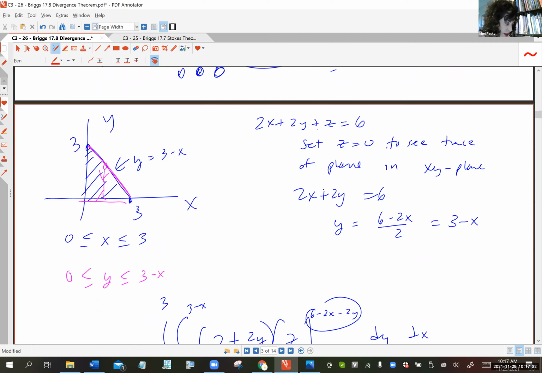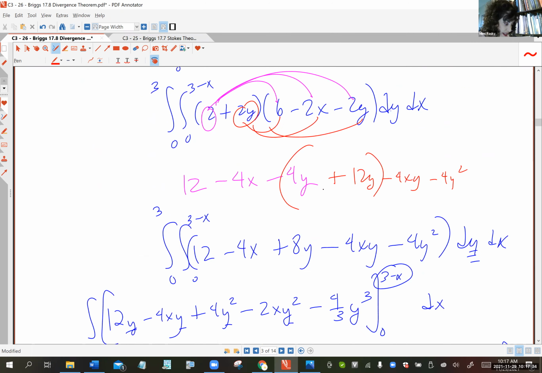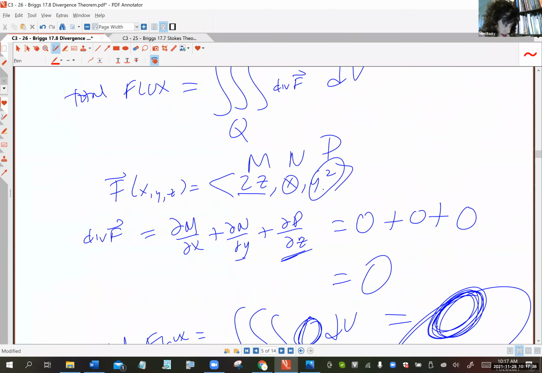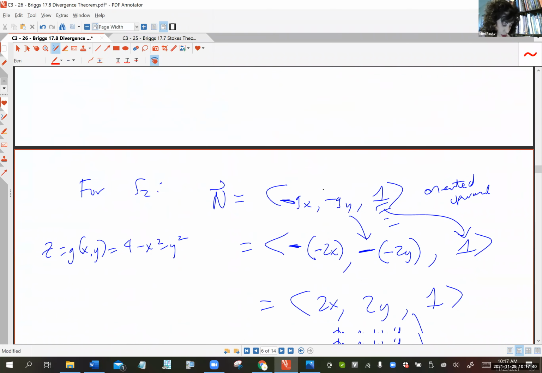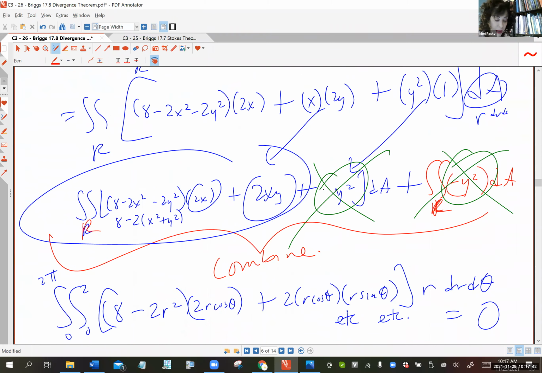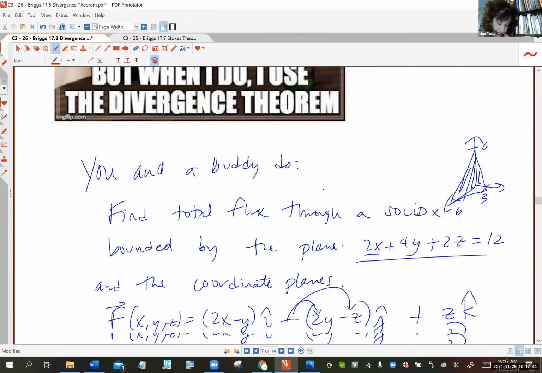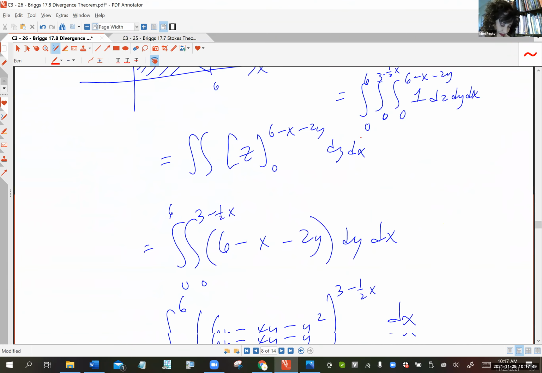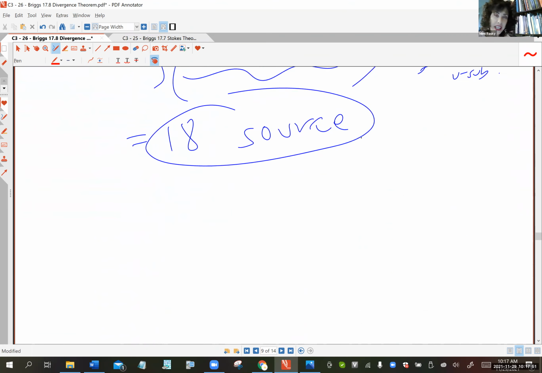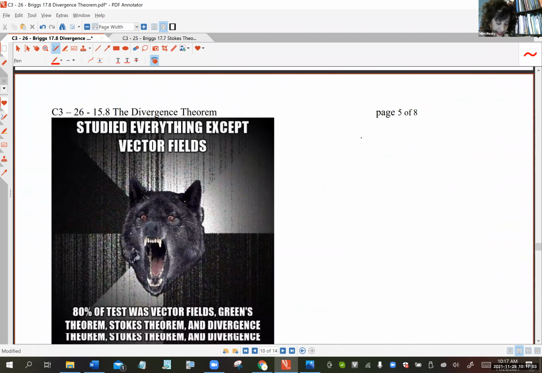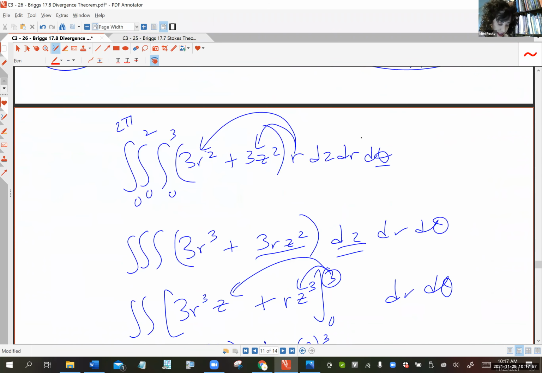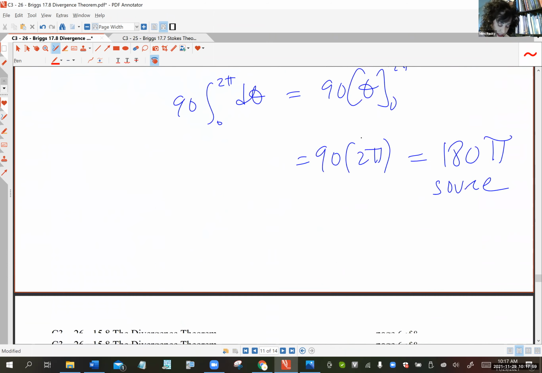The example I want to start with today is example 4, and example 4 is finding the total flux through a parallelepiped. What the heck is a parallelepiped? Well, it's kind of fancy for a rectangular box, but it could be a box that's a little bit sheared at an angle too. But I think this one is a nice rectangular box, nothing special about it.